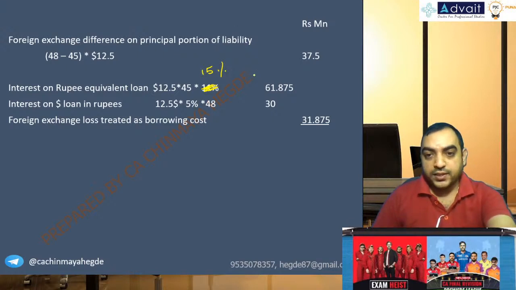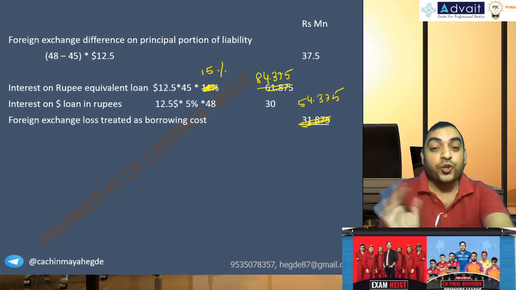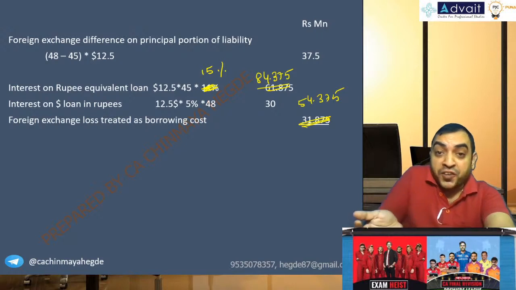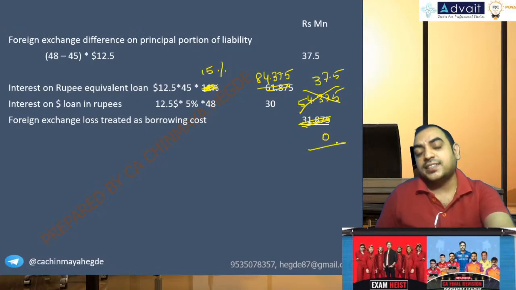It would be 84.375. So this number would be 54.375. If I wrote it as 54.375, you know what will happen? That will become a negative number. A negative number means foreign exchange gain. We don't want to report foreign exchange gain. We don't want to create a foreign exchange gain, against the prudence principle. Logically it might be, but we don't want to report it. We don't want to artificially create a gain. Therefore, we limit this only to 37.5 and we will report it as 0.